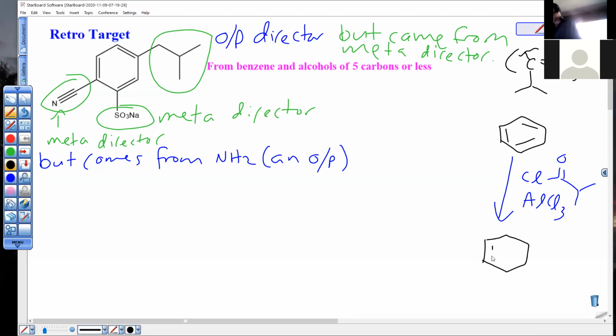I'm working on my forward synthesis towards my target right now. Don't tell the teacher. Now I have a group that's a meta director. I look at my target. Meta to this isobutyl group is the sulfonic acid derivative. It's a sulfonate. That's just acid-base chemistry to finish that. We'll do that at the end. And I'm going to put a sulfonic acid on there, H2SO4 and heat. And that will put a meta sulfonic acid.